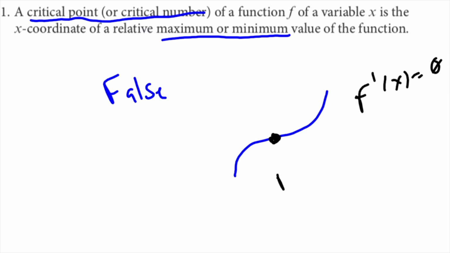So if you had something like x to the third, a function like that would have a derivative of 0 at 0, which would be a critical value, but it's not a max or a min. Again, reword that how you want.